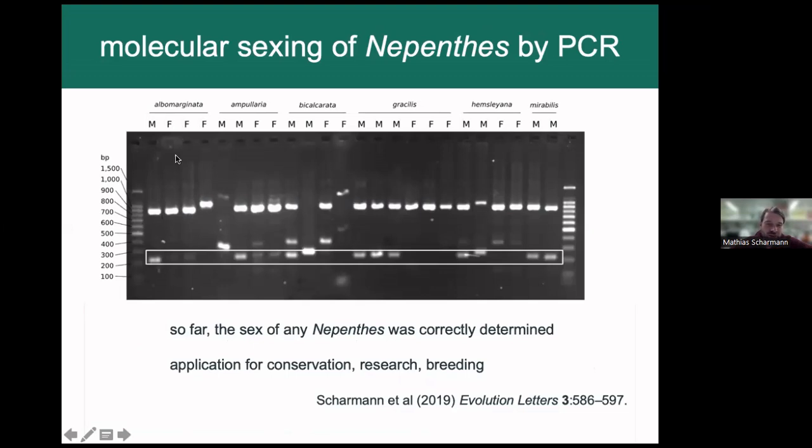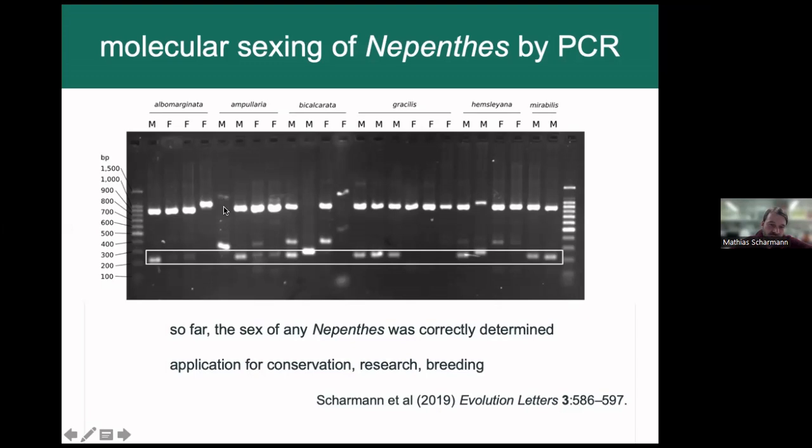And here, this is electrophoresis. What it essentially comes down to is that males always have this white spot here, and females don't. So in alba marginata, the male had it, 3 females not, or almost nothing. In ampullaria, okay, this one ampullaria failed.